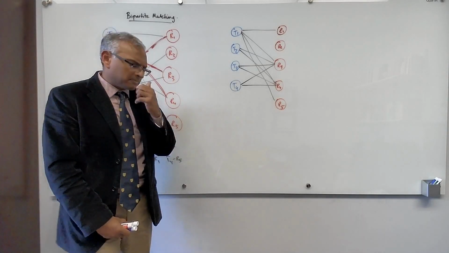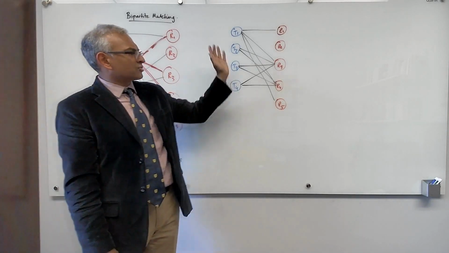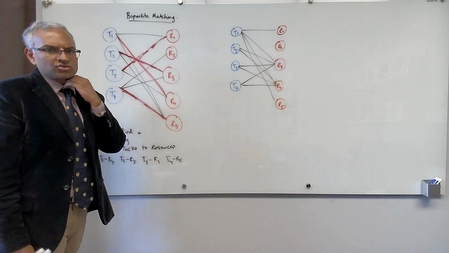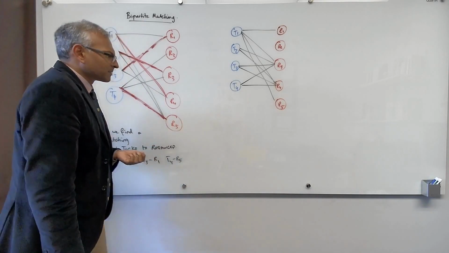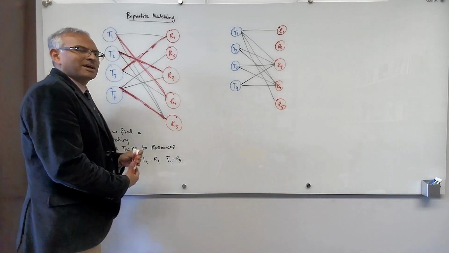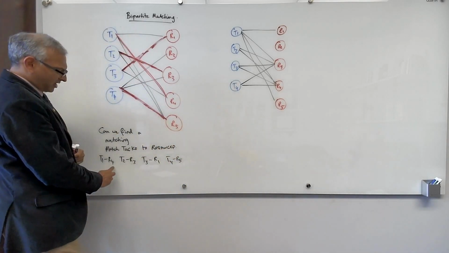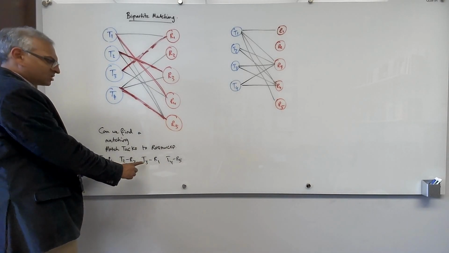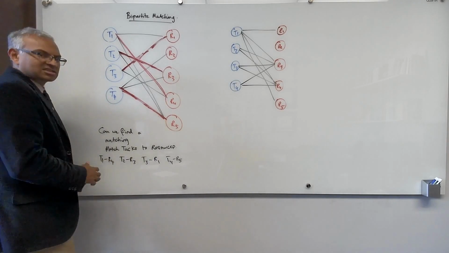Okay. Solve the problem. Figure out which tasks to assign to which resources so that every task can be done and you don't use resources more than once. And that means that you construct a matching. A matching technically is just a collection of edges. See, these are all edges where no two edges share the same vertices.